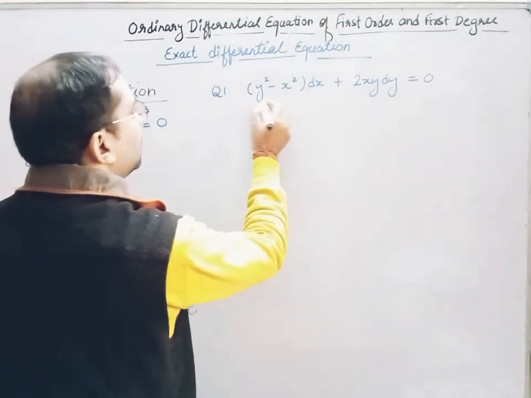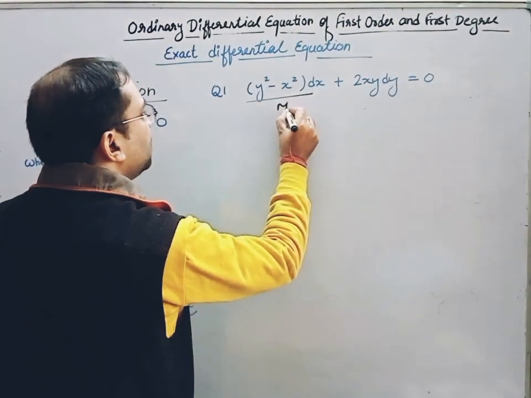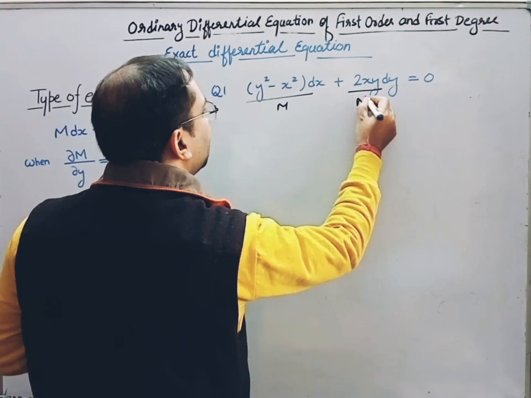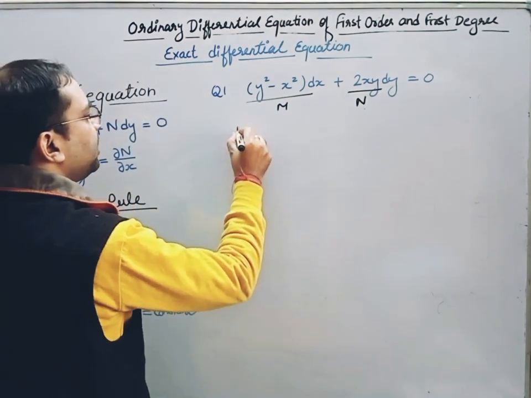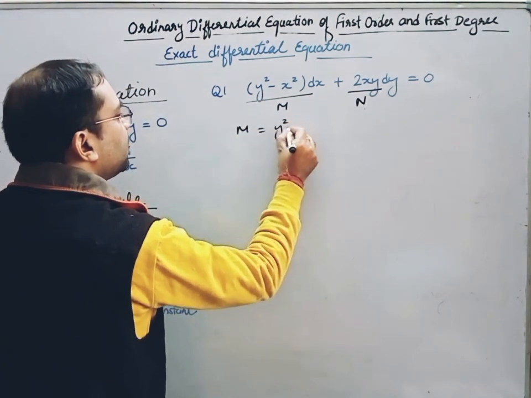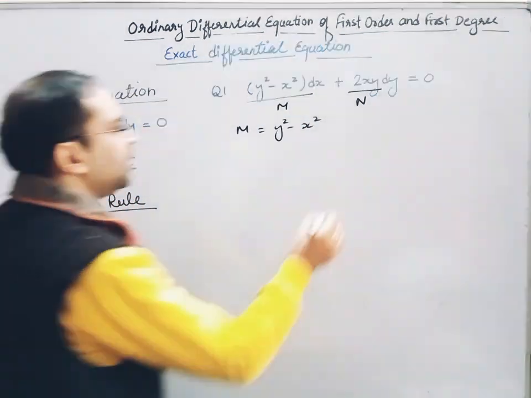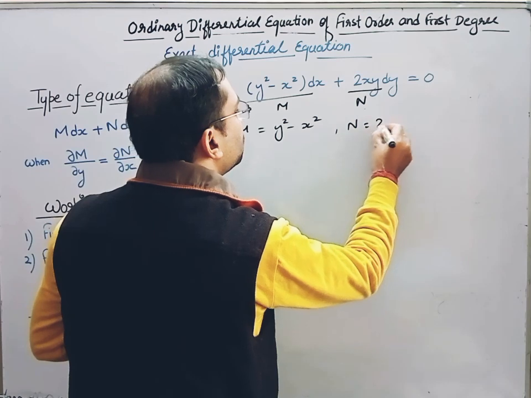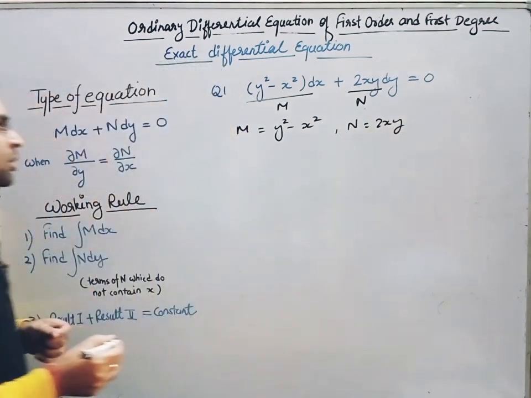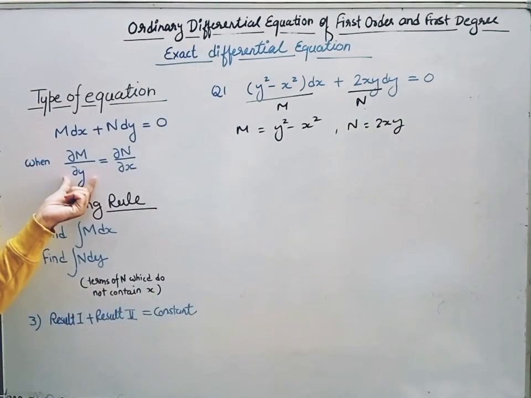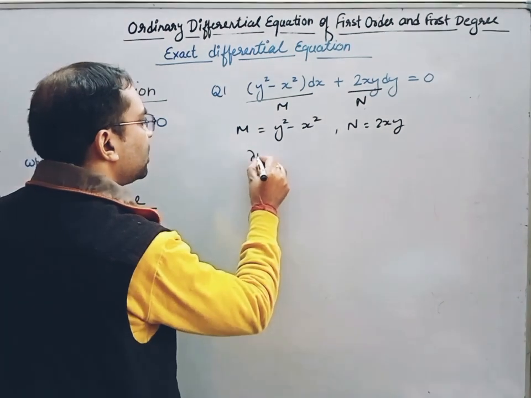So here in this question, we can see that this will be M and this will be N, and we need to find out. Let me write this. M is y square minus x square as it is associated with dx, and here N is 2xy. So just to check the condition, we will first identify del M upon del y. We had just done this.